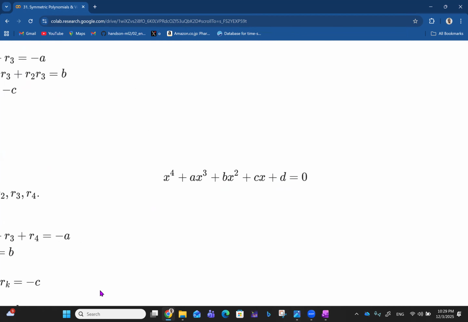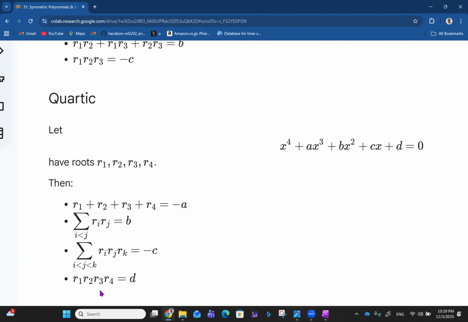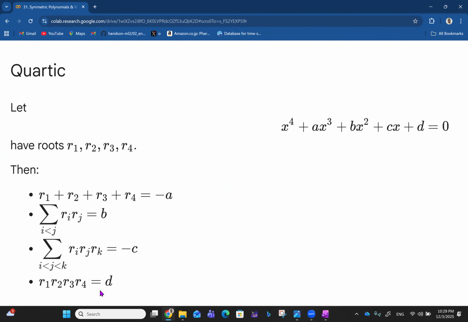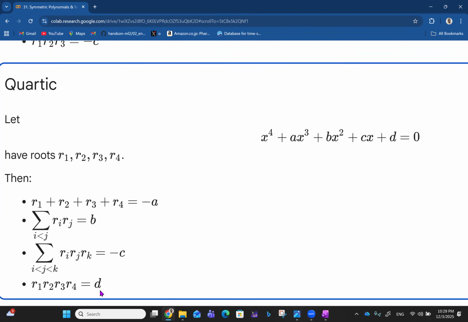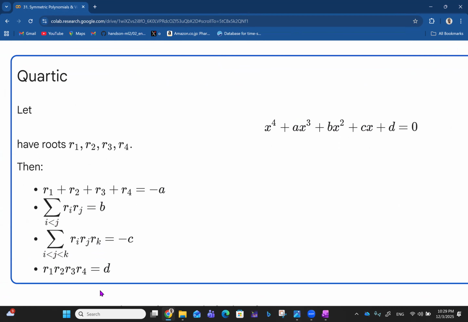If you go quartic, for instance, see what happens. If you go degree 4, that means the highest power of x is 4. Then we take the monic case where the coefficient of x raised to the power 4 is just 1, like what we have right here. So we have x to the power 4 plus ax to the power 3 plus bx squared plus cx plus d equals 0. Because it is of degree 4, we have roots r1, r2, r3, and r4. Then we can say that r1 plus r2 plus r3 plus r4 is minus a.